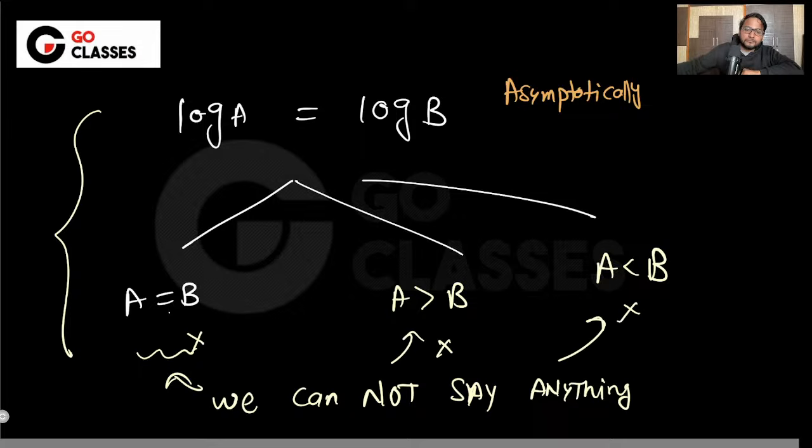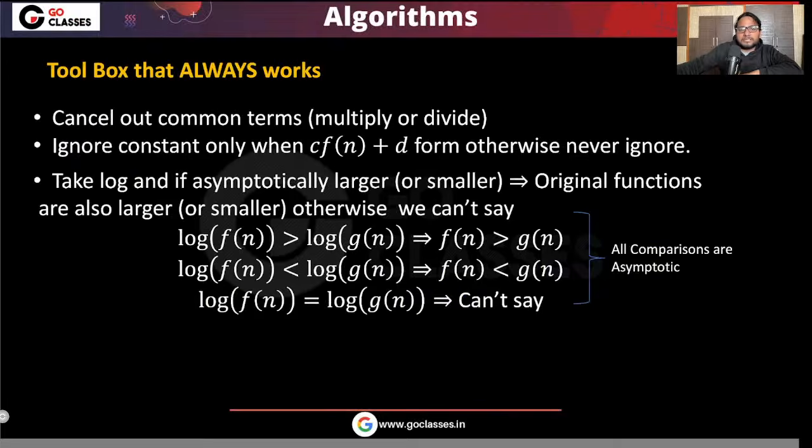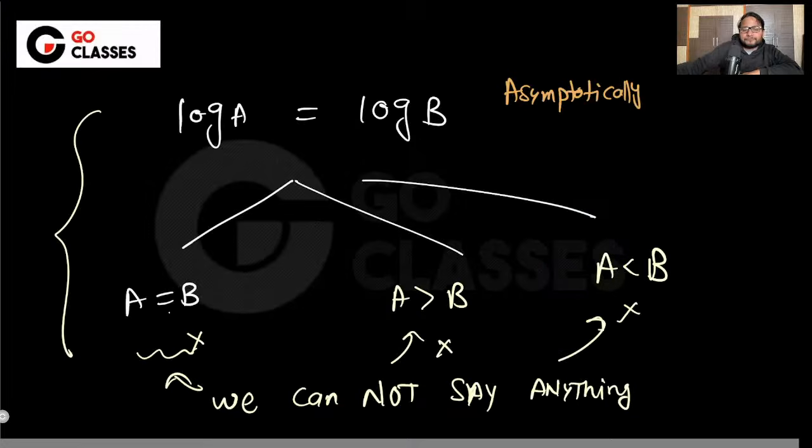Okay, so let's see a toolbox that always works. What you need to do is first cancel out the constants, or ignore the constants. For example, if it is 3n square or something, then you ignore this 3 and so on, right? And you can ignore this 3 only when it is of this form, which means you can separate it from the function.